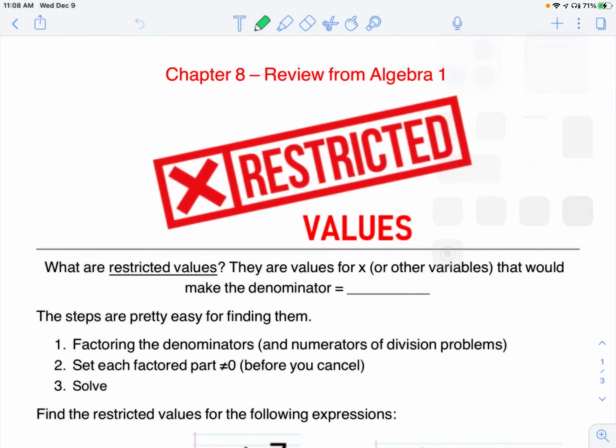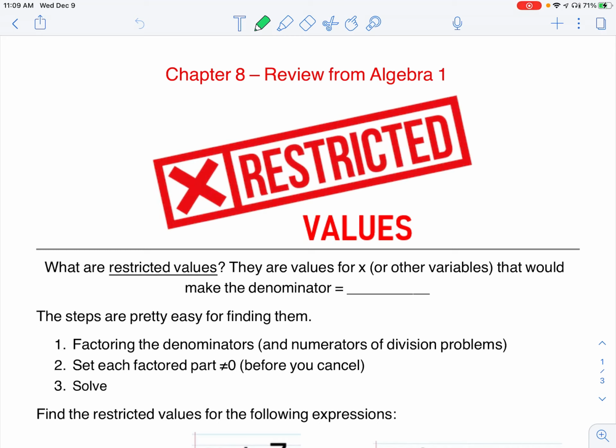Okay, everyone. So maybe you've noticed throughout chapter 8 that we've been talking about these things called restricted values, or maybe the problem says don't forget to state restricted values, and you don't remember from Algebra 1 what these restricted values are. Since today is kind of a shorter day, I thought this would be a perfect day for us to come together and talk about these restricted values for an entire day.